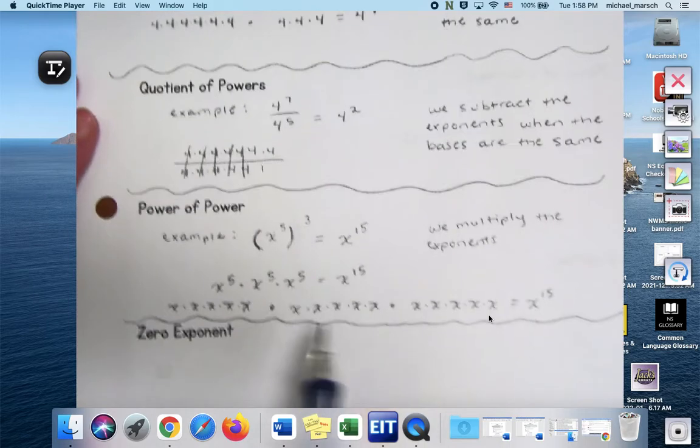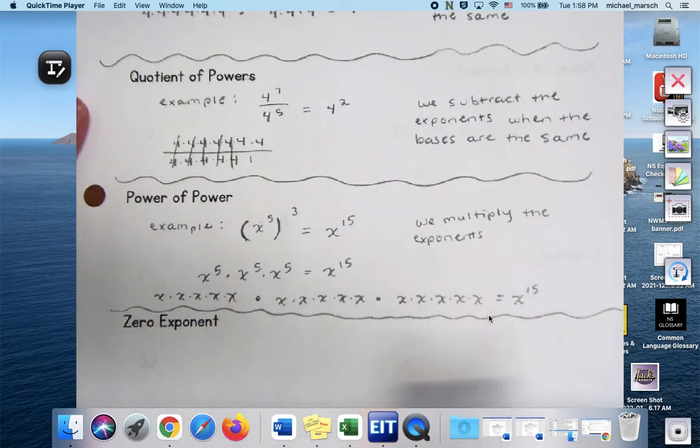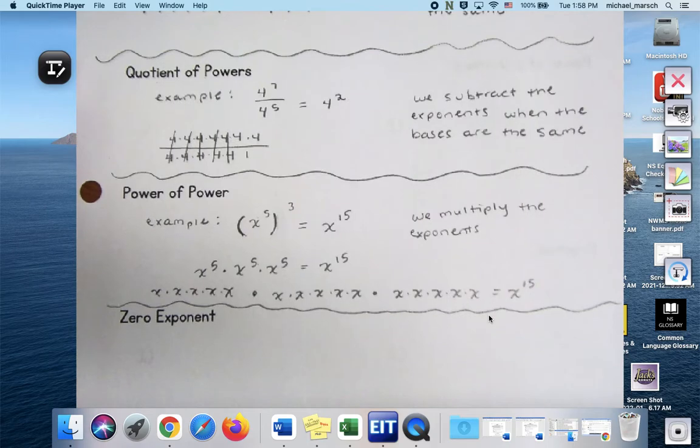Okay, so this got a little wonky here because there's not a whole lot of room for the bigger loops. So sorry about that.